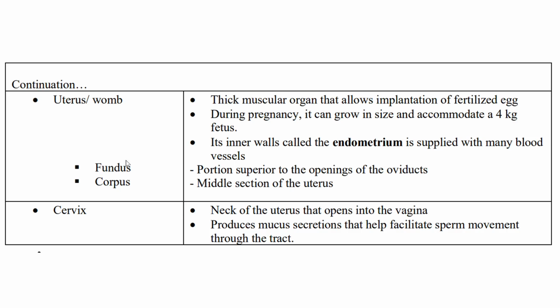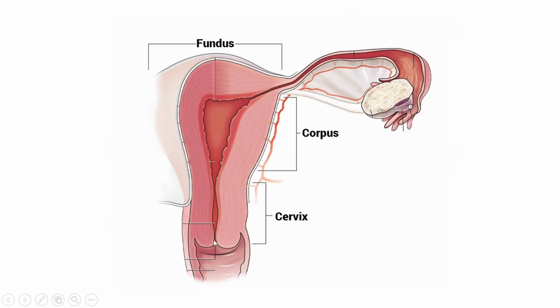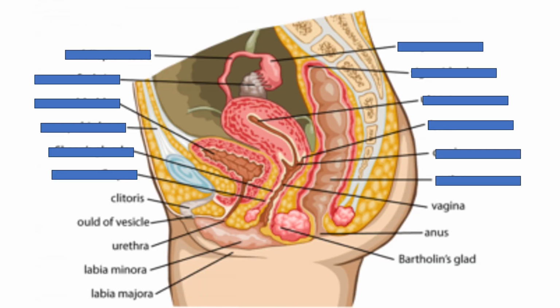Okay, and lastly is the cervix. This is the neck of the uterus that opens into the vagina. This produces mucus secretion that helps facilitate sperm movement. So this would be the entrance towards the uterus, usually closed but would be open during the ovulation, and the mucus will become thinned, allowing the sperm cell to swim through it. So it's very important. So let's just finish up this one.